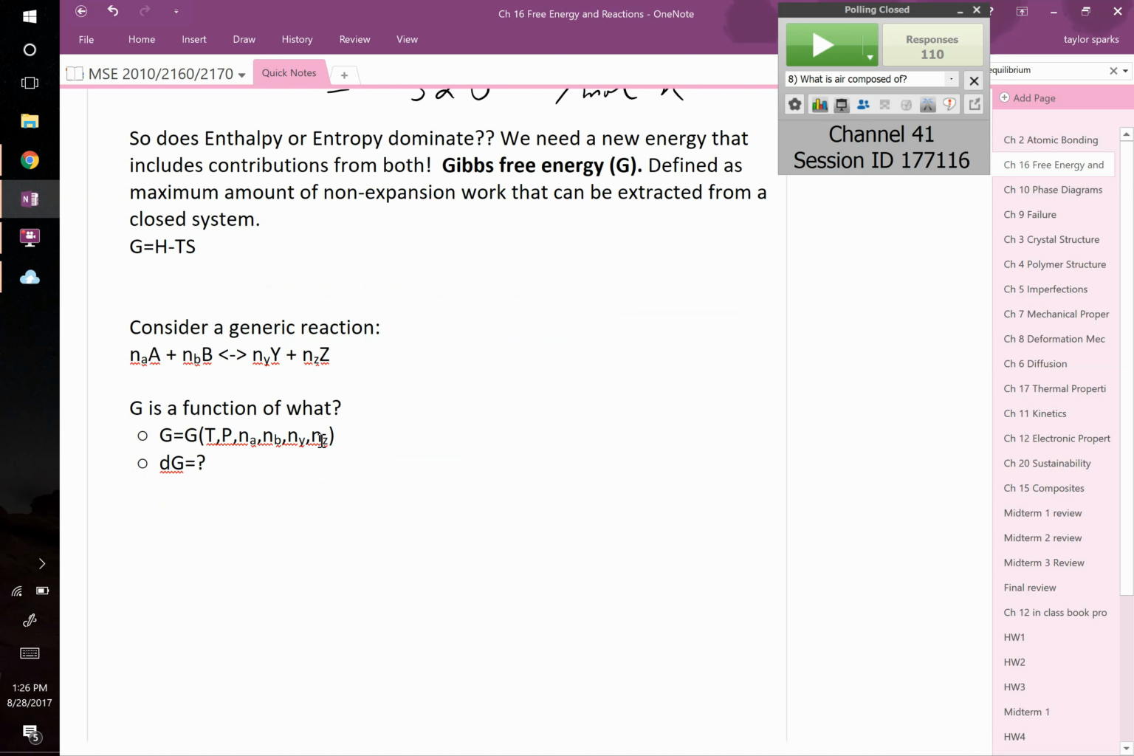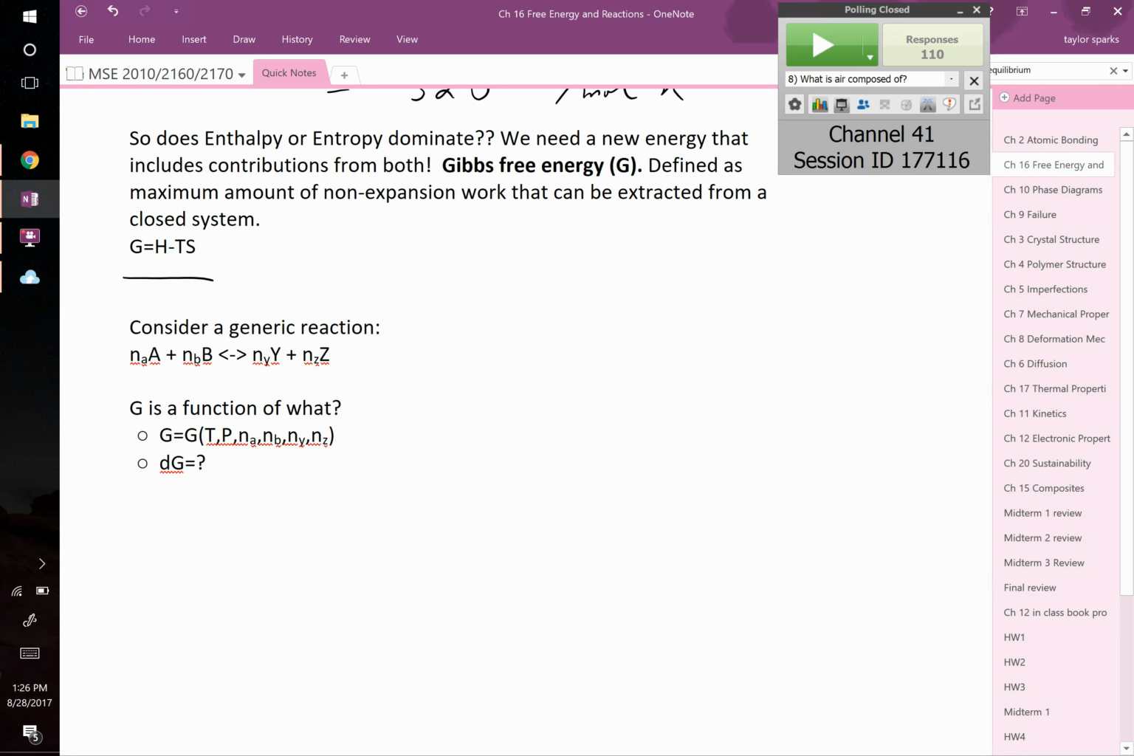We need a new energy term that takes into account both these things, and that thing thankfully exists. It's called Gibbs Free Energy. Gibbs is named after one of the very first American PhDs to ever get a PhD in what is now America, right? Brilliant guy. The Gibbs Free Energy takes into account enthalpy in this way. It's equal to H minus TS. So if you know what the enthalpy is, you subtract the entropy times the temperature that you're at, and that gives you the Gibbs Free Energy.